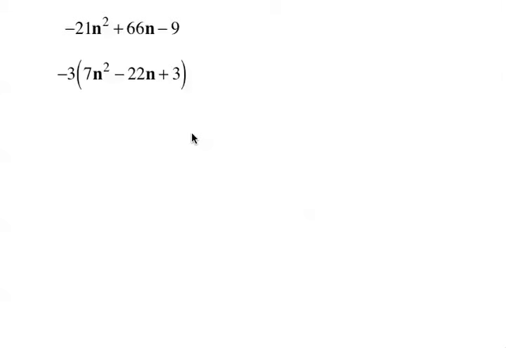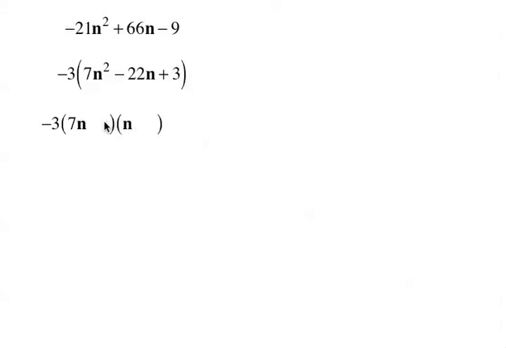So I'm going to use trial and error first. I'm looking for the factors of 7. Well, 7 is a prime, so that's easy. It's 1 and 7. And 3 is a prime. That's 1 and 3. So I'm going to write my two brackets, factors of 7, 1 and 7. I'm going to put the 7 first, so 7n and 1n, which is just n. And then for the 3, I can put it here, or I can put it here.